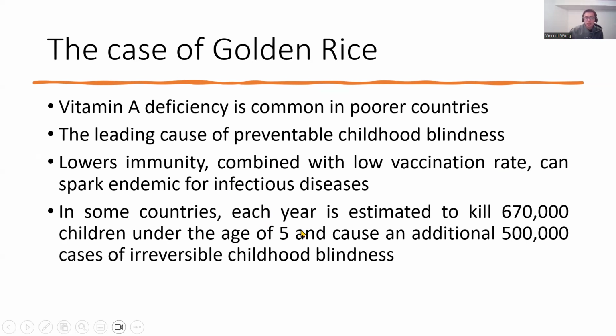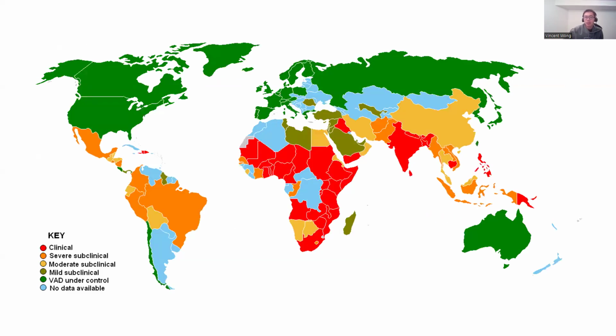So in some countries, vitamin A deficiency is estimated to kill 670,000 children under the age of 5 each year, causing an additional 500,000 cases of irreversible childhood blindness. So it's a serious situation, right? And here you can see a heat map that shows you where the vitamin A deficiency is most severe. And you can see it's typically in developing countries, right, with poor access to food sources as well as medical care, right? It's not so much of a problem in North America, for example.